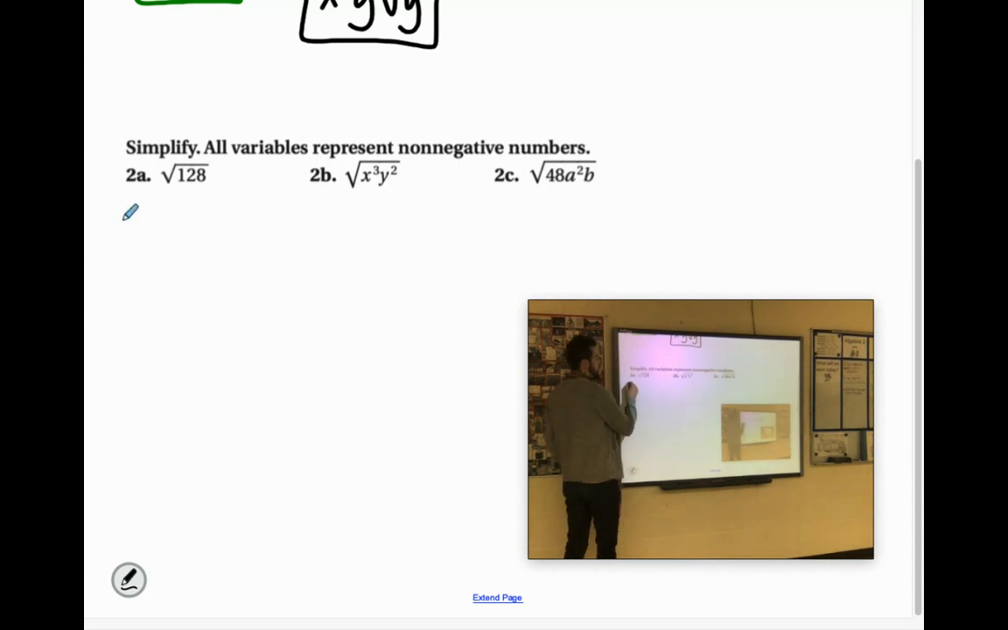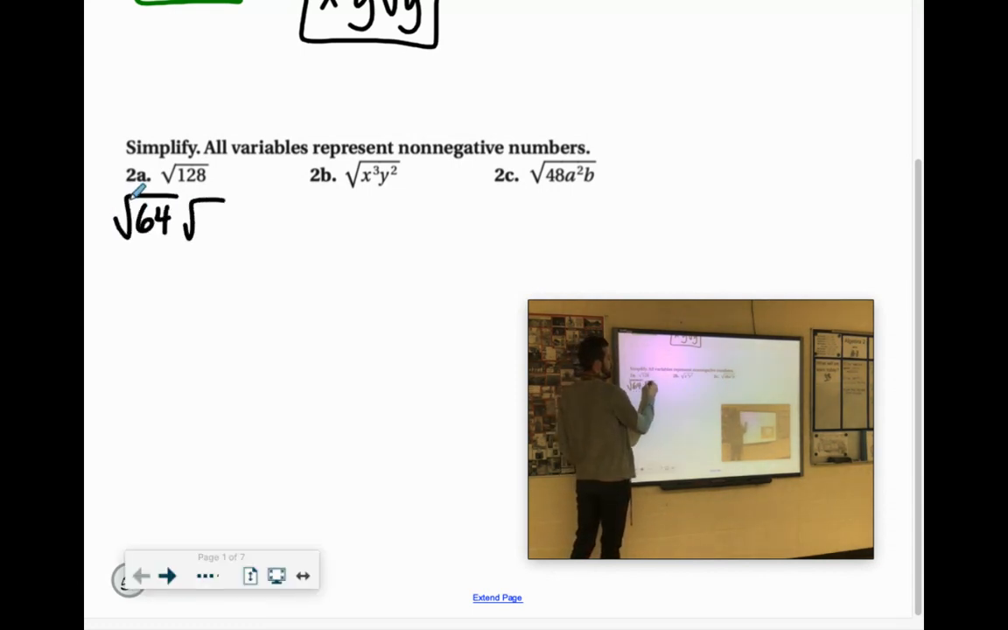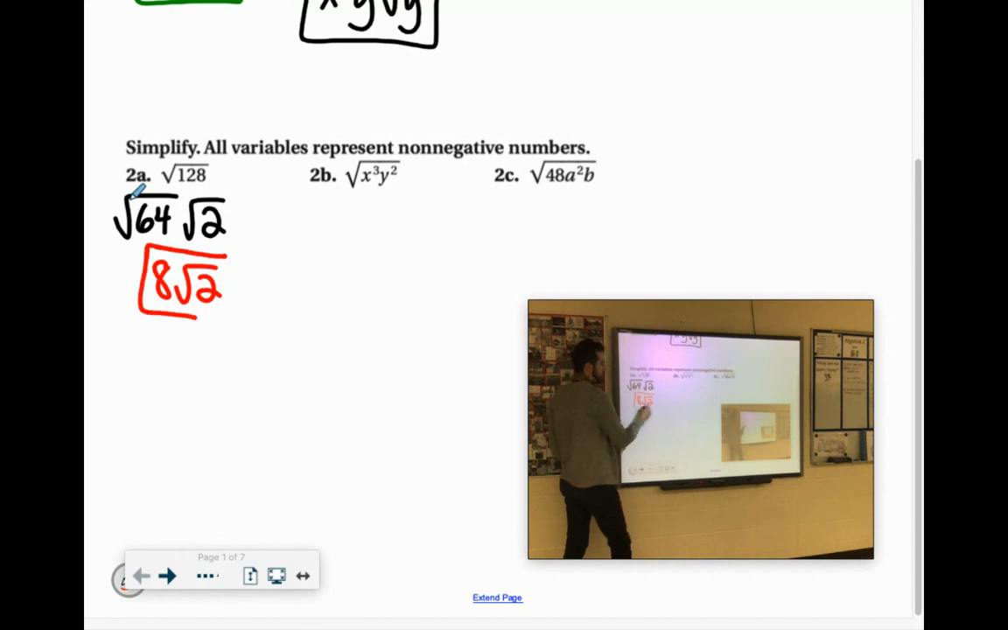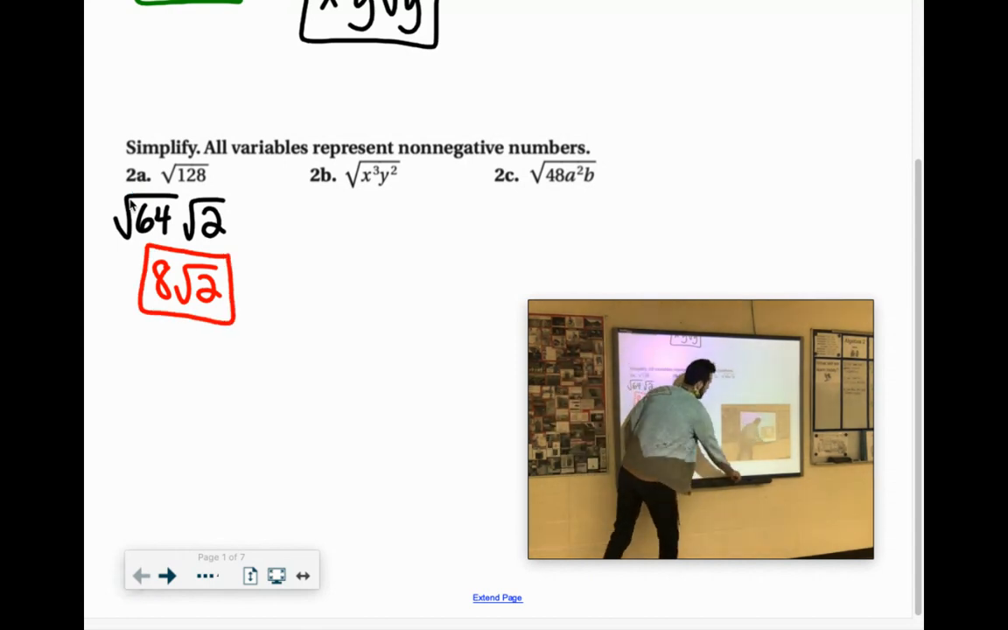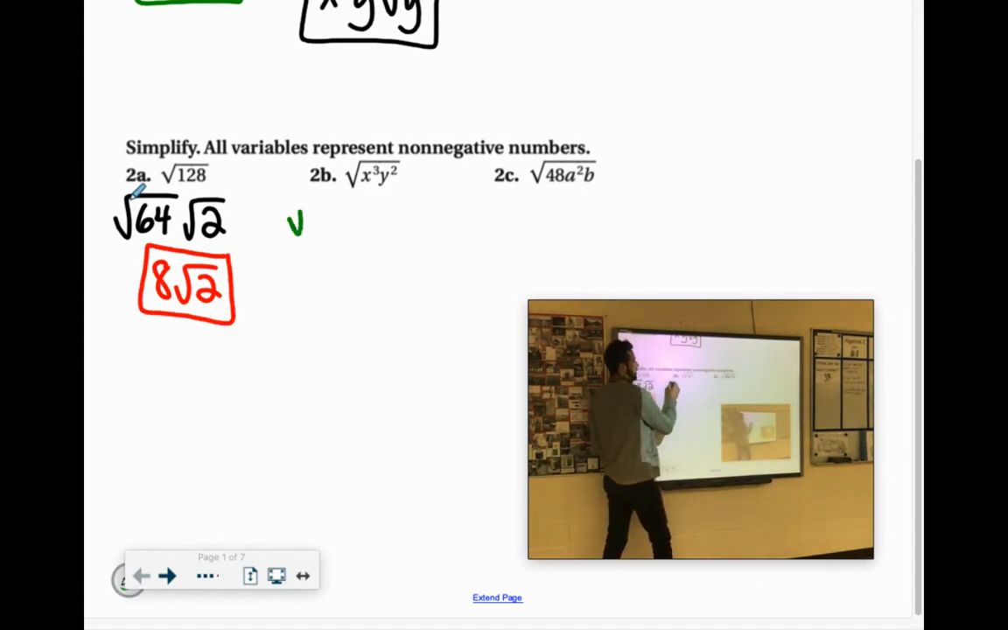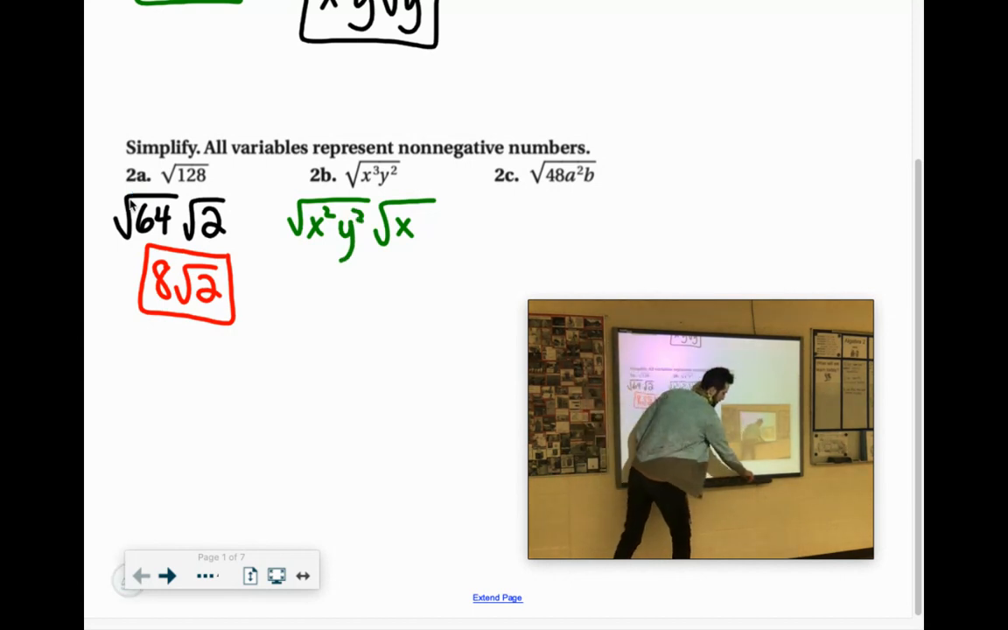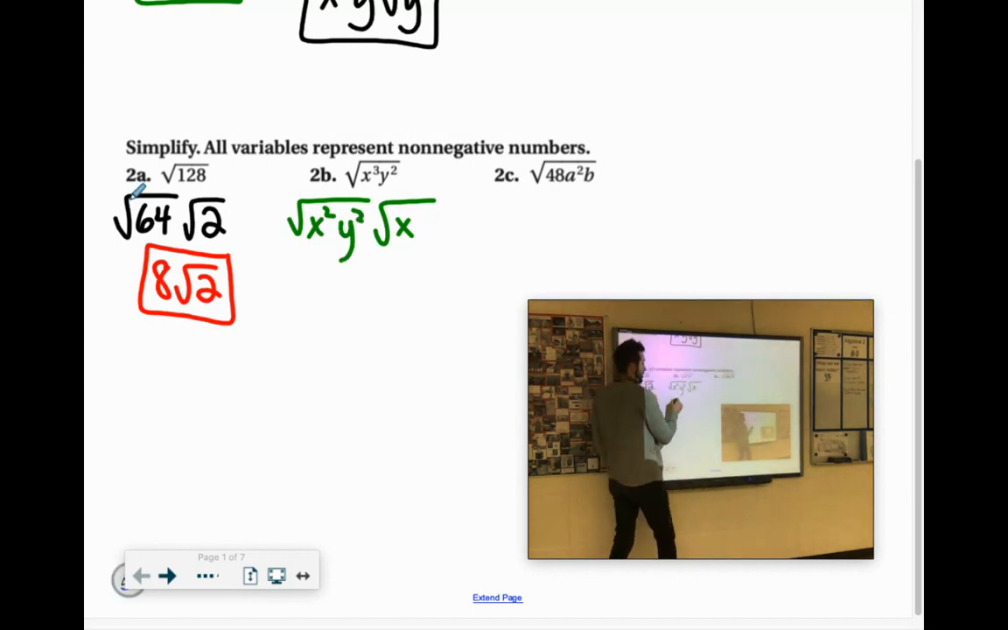So 128 is 64 times 2. Square root of 64 is 8. 8 root 2. X to the 3rd, y to the 2nd. X squared is perfect. The leftover x goes over here. Y squared is perfect. Square root of x squared is x. The square root of y squared is y. And then you got your leftover root x.